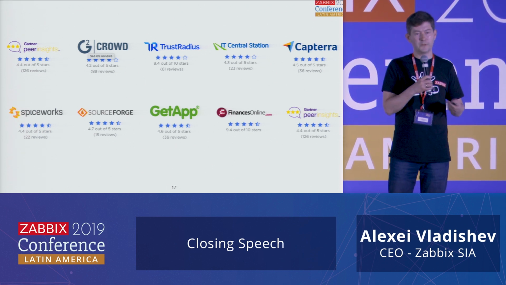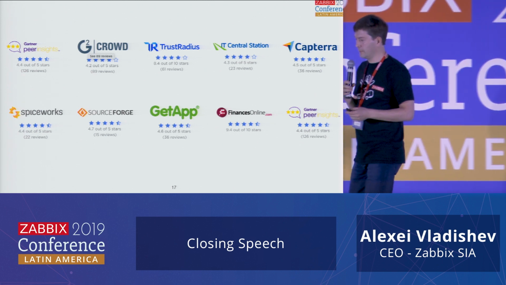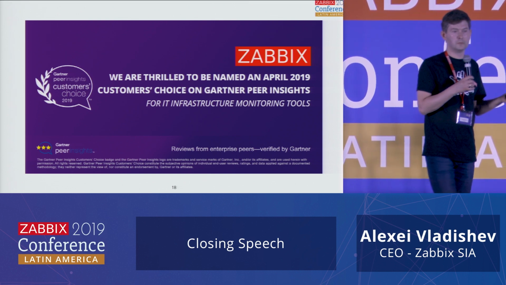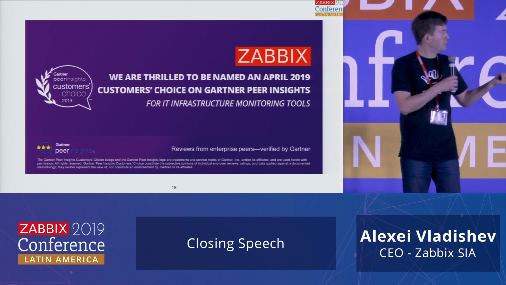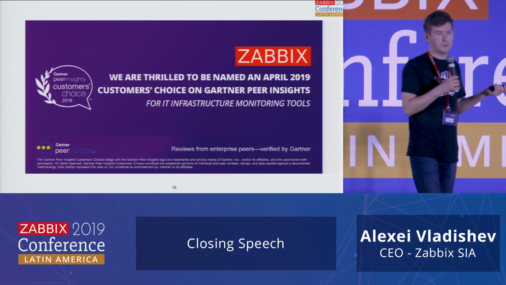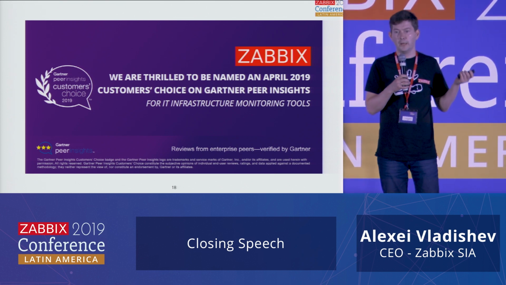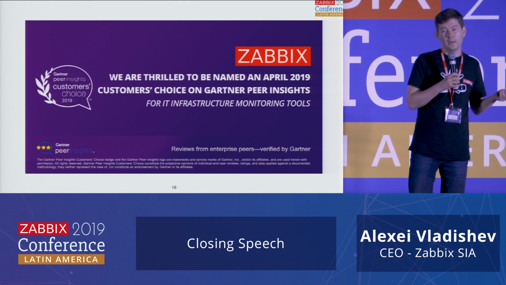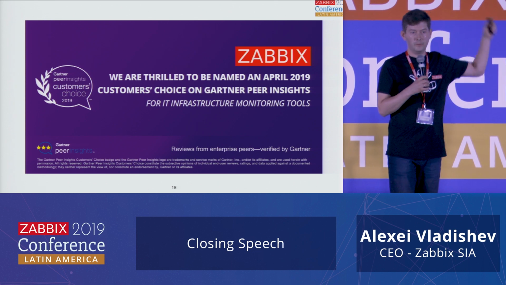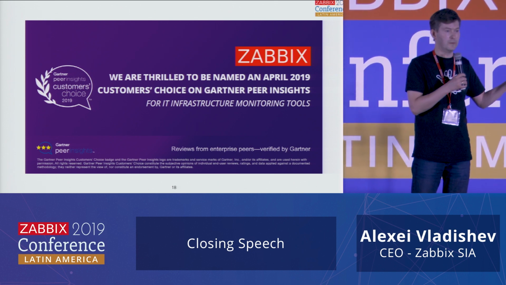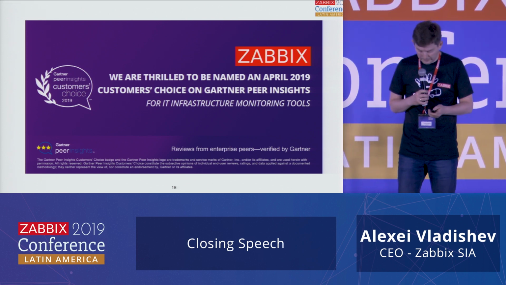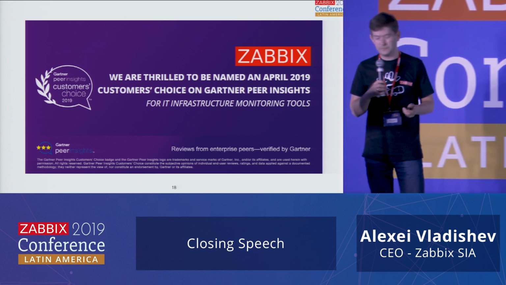Zabbix is, I believe, a nice product, but still there is something to be improved. And actually, I'm very pleased to say that Gartner, in April, just last week, allowed us to publish this information, and Gartner named us Customers' Choice of April 2019 as the IT infrastructure monitoring solution. We've been among 5 monitoring solutions which got this recognition from Gartner, and I'm really happy about it. Thank you.